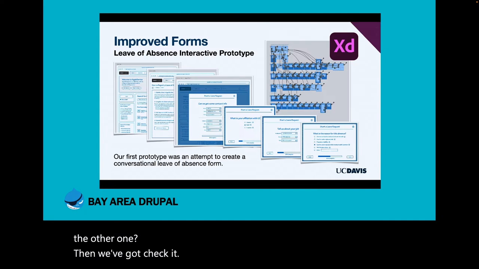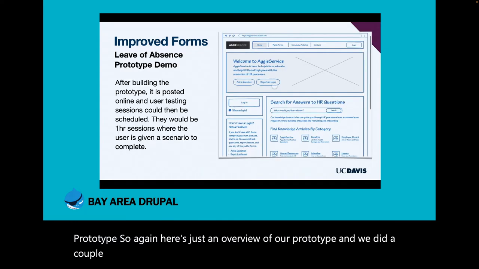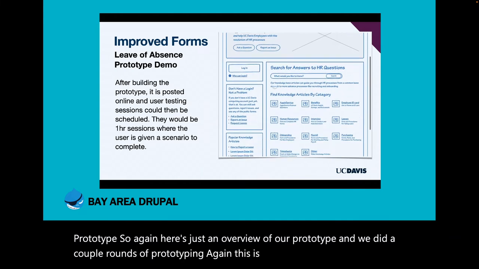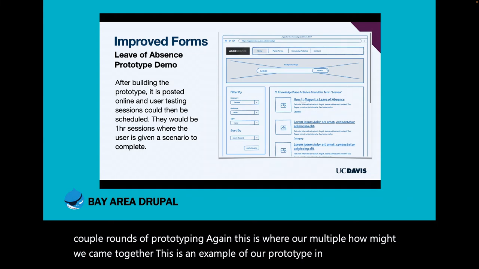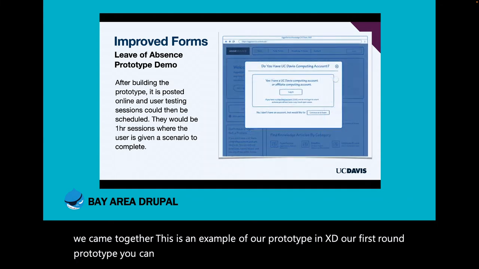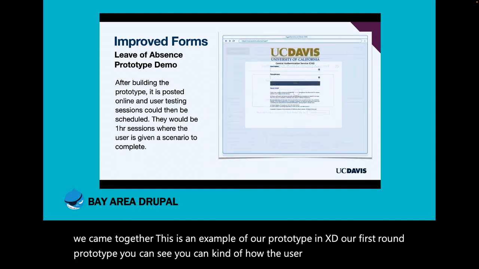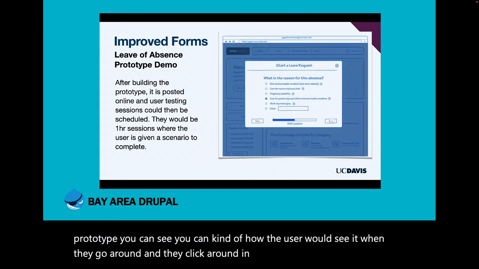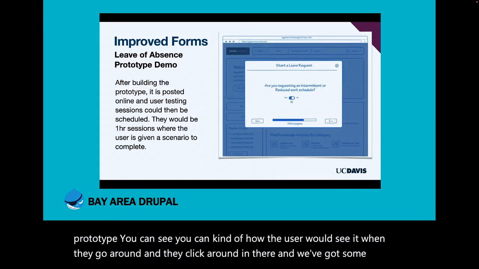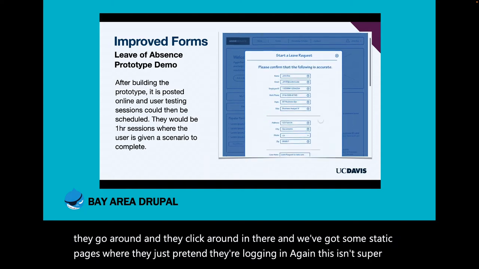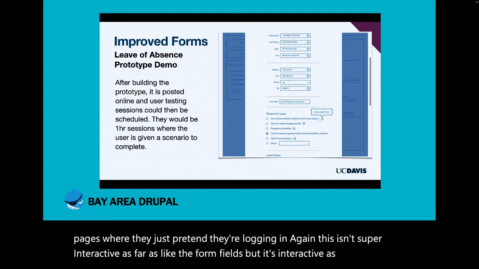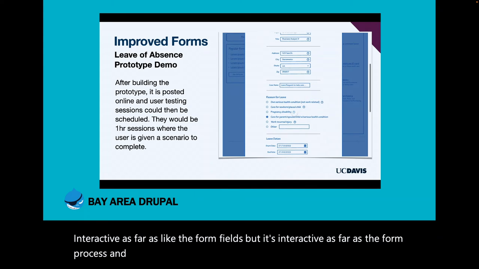Prototype. So again, here's just an overview of our prototyping. We did a couple rounds of prototyping. Again, this is where our multiple how might we's came together. This is an example of our first round prototype in XD. You can see how the user would see it when they click around in there. We have some static pages where they just pretend they're logging in. This isn't super interactive as far as the form fields, but it's interactive as far as the form process. And this project is really form driven.